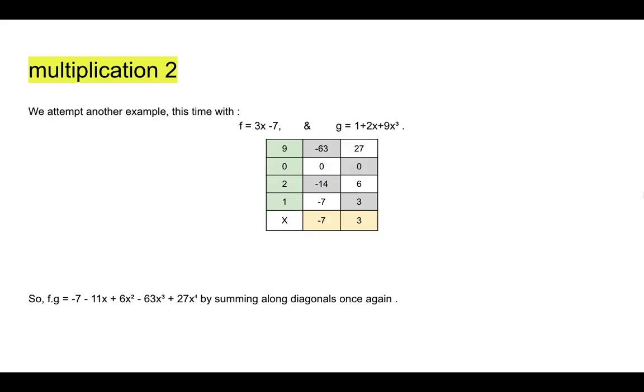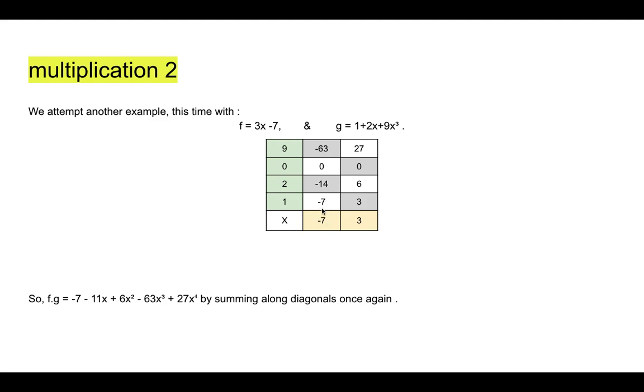Now, we attempt another example, this time with f equal to 3x minus 7 and g equal to 1 plus 2x plus 9x cubed. We again write f and g as elements of F infinity. So f can be written as negative 7, 3 with an infinite tail of zeros. g can be written as 1, 2, 0 for the quadratic term and 9 for the cubic term, and then an infinite string of zeros, which we do not care about.